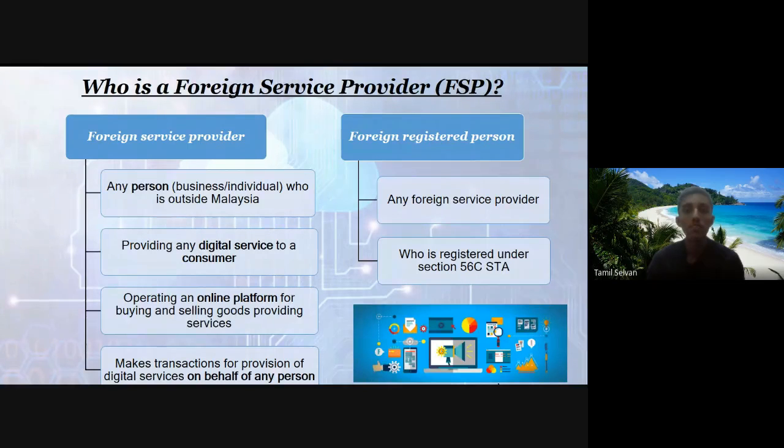Correct. So let me define who is a foreign service provider. It's considered as any person, either business or individual, who is outside Malaysia, who provides any digital service to a consumer. The person also operates any online platform for buying and selling of goods, providing services, and makes transactions for provision of digital services. Okay. So a foreign registered person is any foreign service provider who is registered under Section 56C of the Service Tax Act.